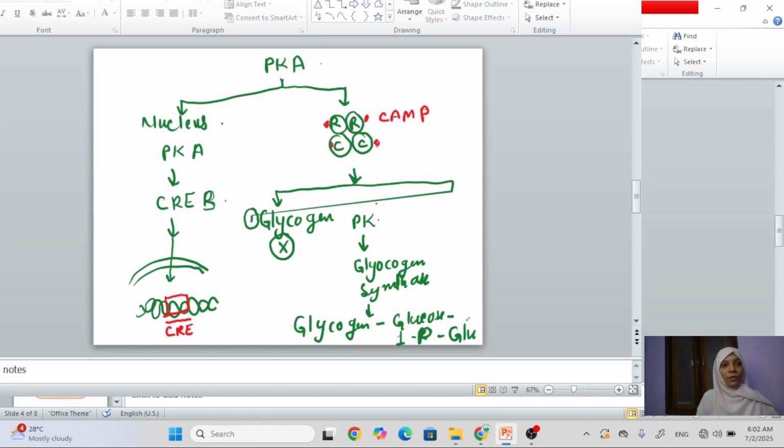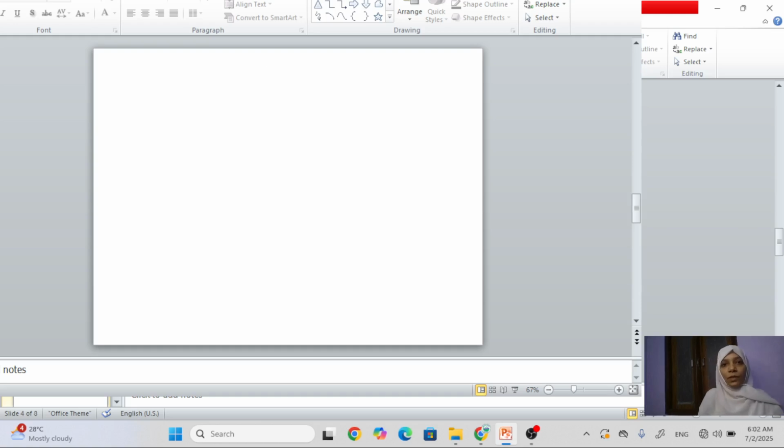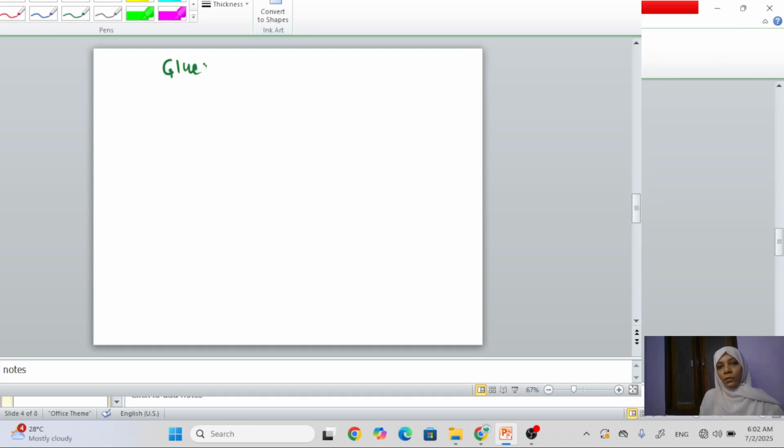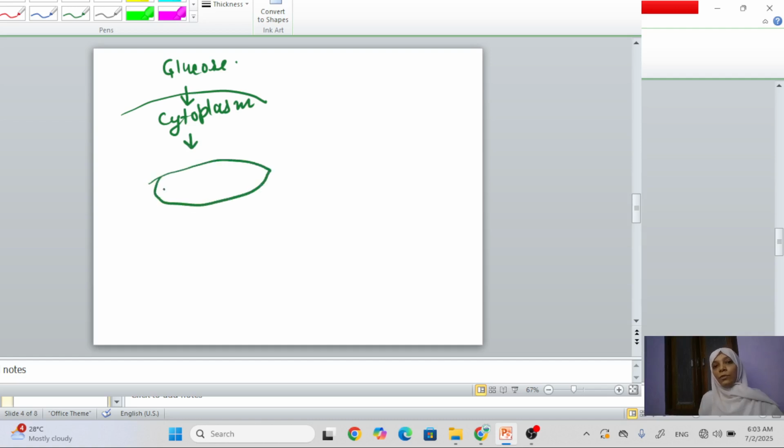Let me have a new slide. Okay, this glucose molecule will enter into the cytoplasm of the cell, then enter into the mitochondrial matrix, and perform Krebs cycle, and also electron transport system in this and produce ATP.